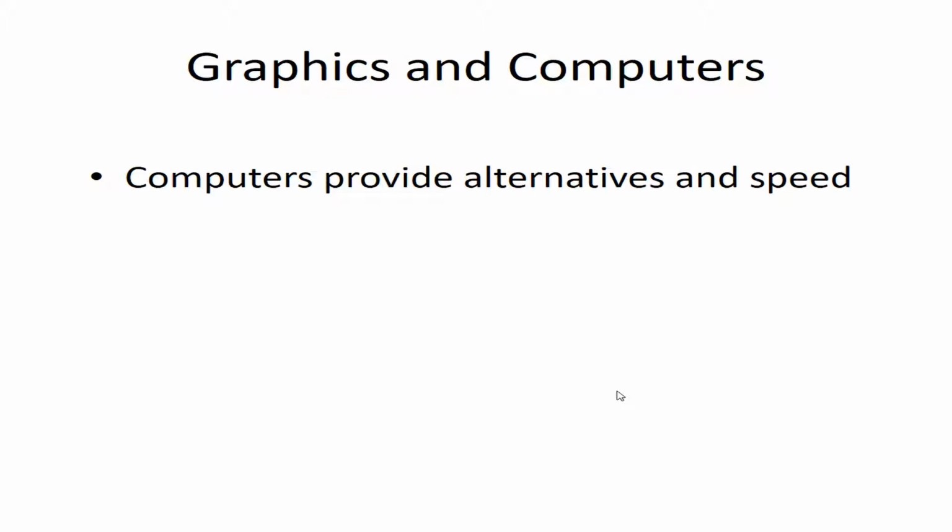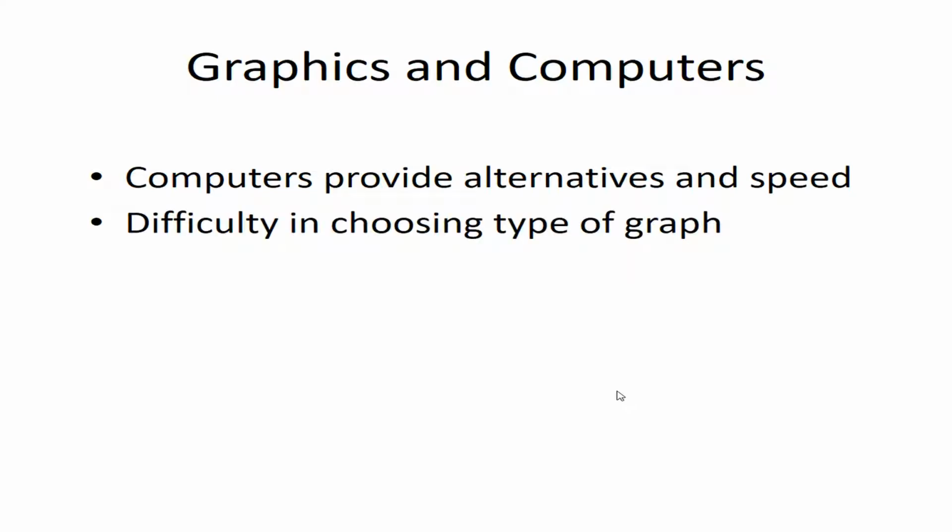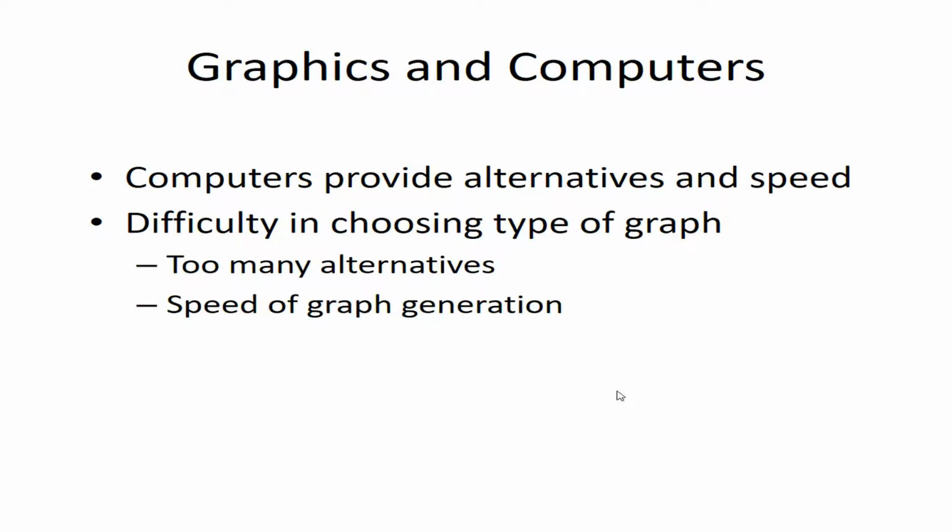Computers, and spreadsheets in particular, provide alternatives and speed. And this causes some difficulty in choosing this type of graph. Why? Because there are too many alternatives, and this graph is generated very quickly. Therefore, it doesn't give you enough time to judge if this is a good graph or not. My advice to you is to just think before doing, and in another presentation I will give you another advice by looking again at what you have done.